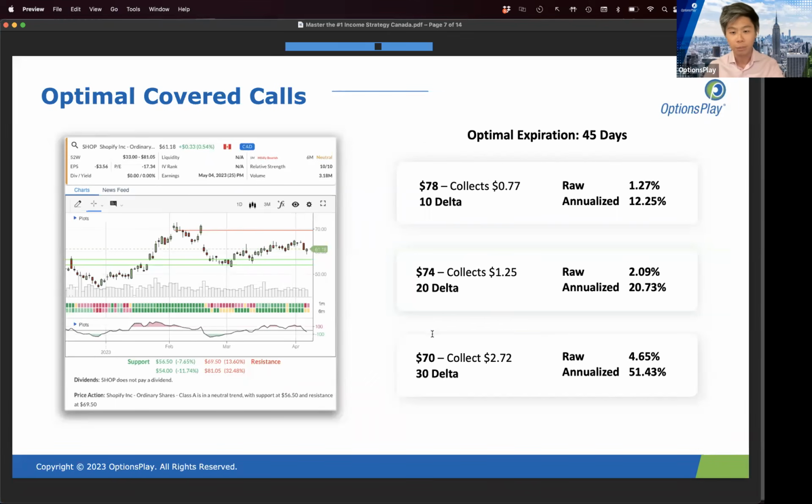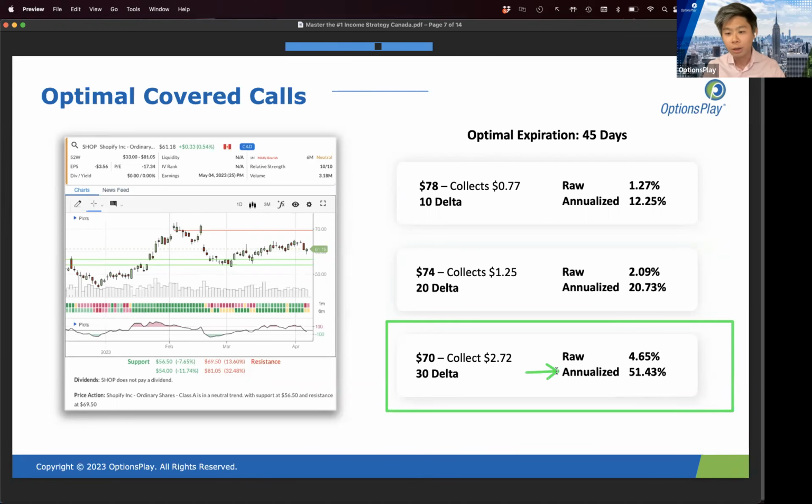The $70 strike price, I also think I can relate to, because if you look at annualized return, here's 51%, here's 20%, here's 12%, right? If you're looking at that perspective, why would I choose anything other than the highest number, right?